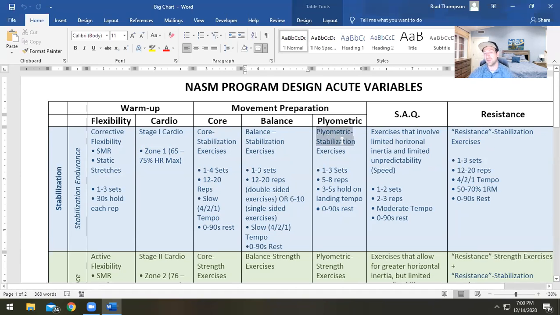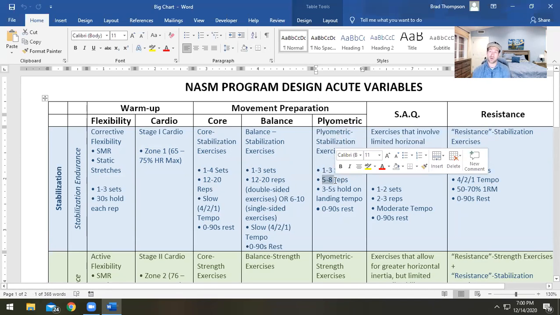Then finally, we've got plyometric stabilization exercises. These are going to be 1 to 3 sets. Your reps are pretty low here. Remember, our goal is not to do a lot of jumping with stabilization clients. Our goal is to focus on landing mechanics. So you're going to only do 5 to 8 repetitions there.